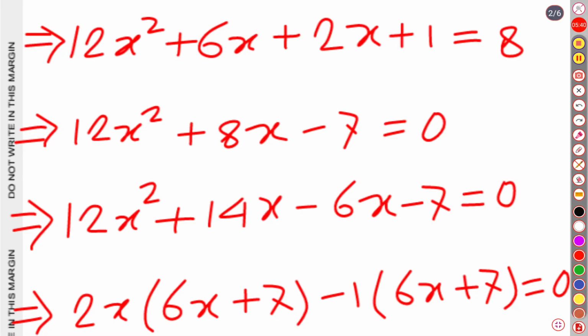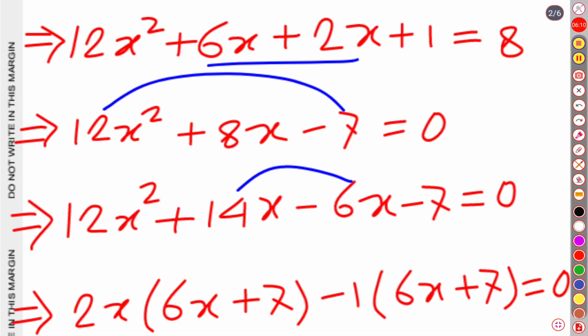Let us solve this equation. Actually it was a simultaneous equation because both the curve and the line intersect each other. So this is a simultaneous equation and we are solving simultaneously. Well, 6x plus 2x is equal to 8x. So 12x square plus 8x minus 7. Now we know how to factorize this. 7 12s are 84 and 14 6s are also 84. So we can write in this way, and as the sign is negative, we have done subtraction.